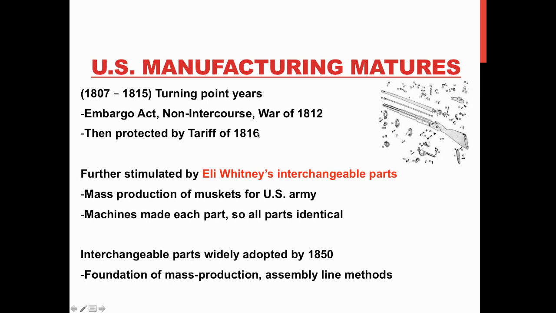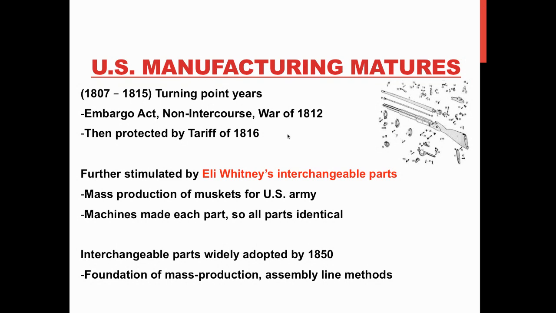And after the war, we see that first tariff of 1816, which again is the first protectionist tariff in American history. Then we see the cotton gin and interchangeable parts. Interchangeable parts is huge. Eli Whitney, again, this is his move for the U.S. military. He had a deal with the American military to build rifles.